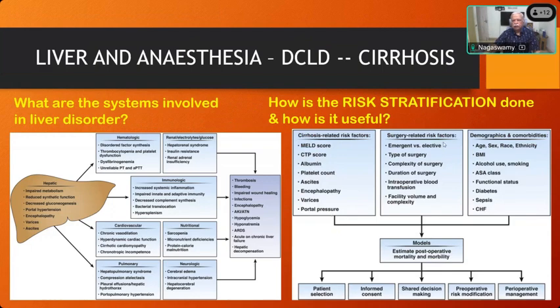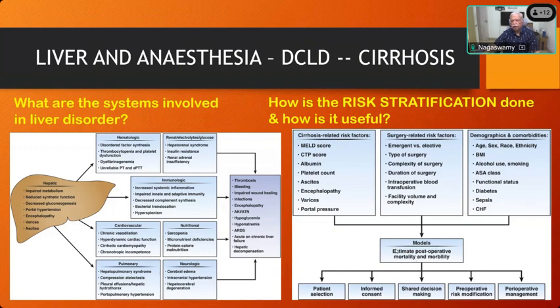Now, surgery related risk factors are whether it is going to be emergent or elective, what type of surgery, complexity of the surgery, duration, intraoperative blood transfusion, and facility volume and complexity. And demographics and comorbidities: age, sex, and race of the patient, BMI, alcohol use, ASA classification, functional status. All these things lead to the models that estimate post-operative mortality and morbidity.